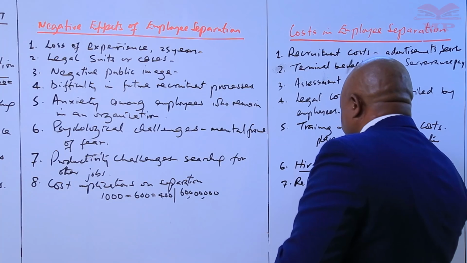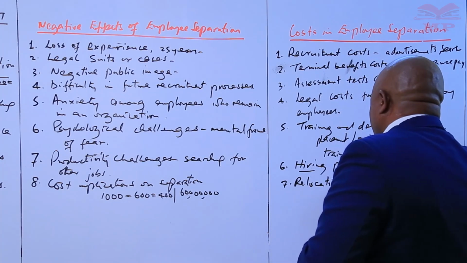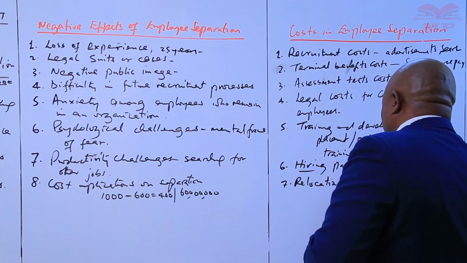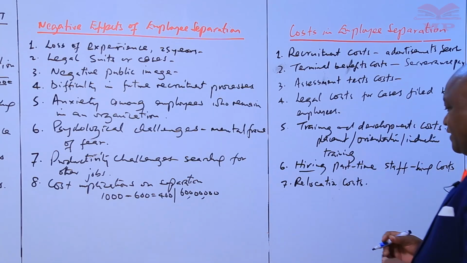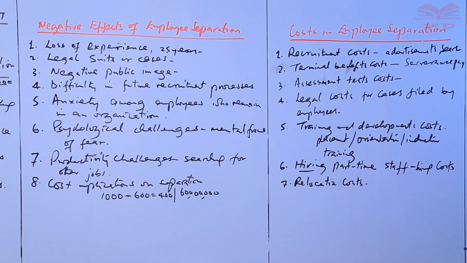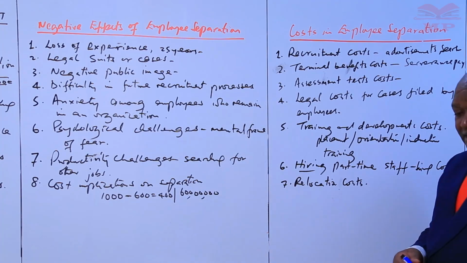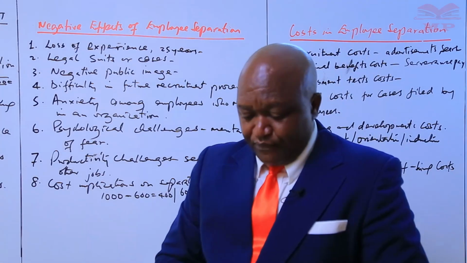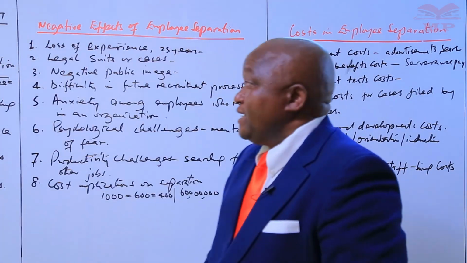Then you also have what you call relocation costs. Some of the employees, take an example, you had an expatriate, and within the contract of the expatriate, it said that their home place is Australia or the US and so on. So the moment the separation takes place, they have retired or they have been dismissed, for example, then you have to pay the relocation costs according to the contract of engagement. So those are some of the costs that may be associated with the process of employee separation.